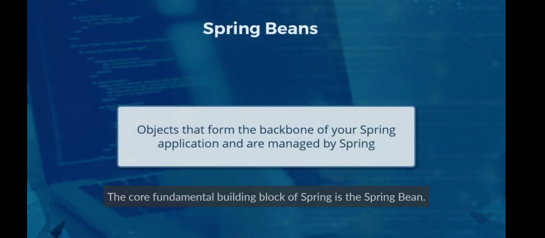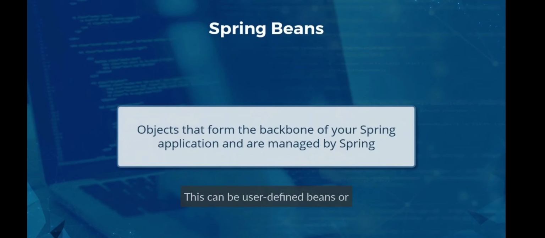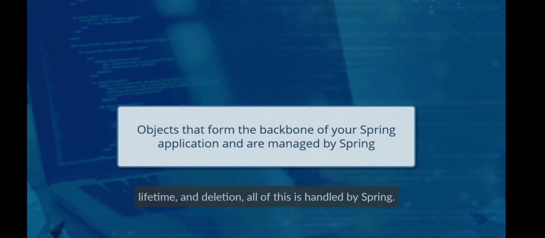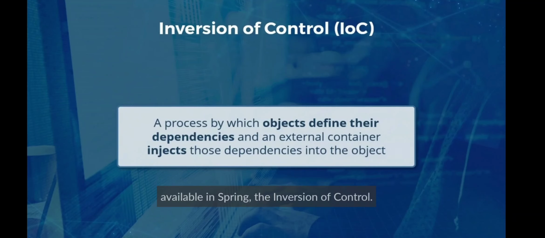The core fundamental building block of Spring is the Spring Bean. Spring Beans are objects that form the backbone of your Spring application. This can be user defined beans or beans that are available as a part of the Spring framework. The basic feature of Spring Beans is the fact that they are completely managed by the Spring framework. Their entire life cycle, starting from creation, the way they work during their lifetime, and deletion, all of this is handled by Spring.